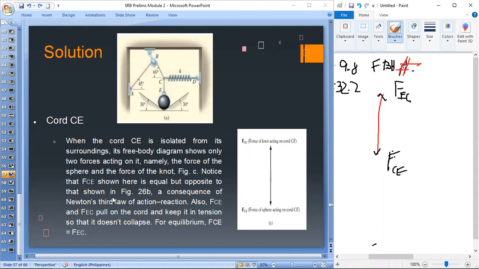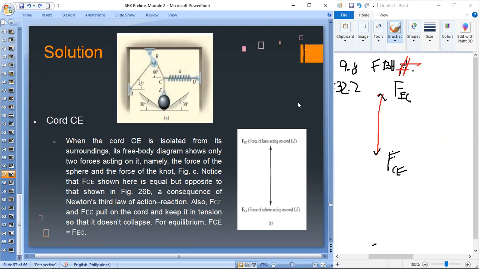Okay, so Newton's third law of action and reaction. So, in every action, there is an equal and opposite reaction. So keep the tension so that it doesn't collapse. So, equilibrium, since equilibrium is equal, it is in natin sa CE. Okay? Ito, FCE, which was here, FCE.